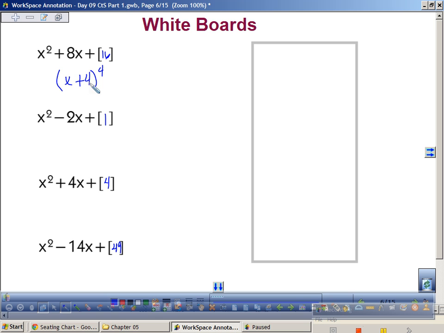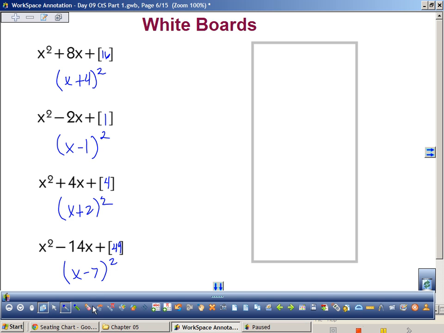X plus 4, because 4x and 4x would make 8x. Why did I put 4 here? That was strange. What about this one? X what? X minus 1. X plus 2. And this one? Minus 7. Are you seeing the pattern? By actually creating the squares?